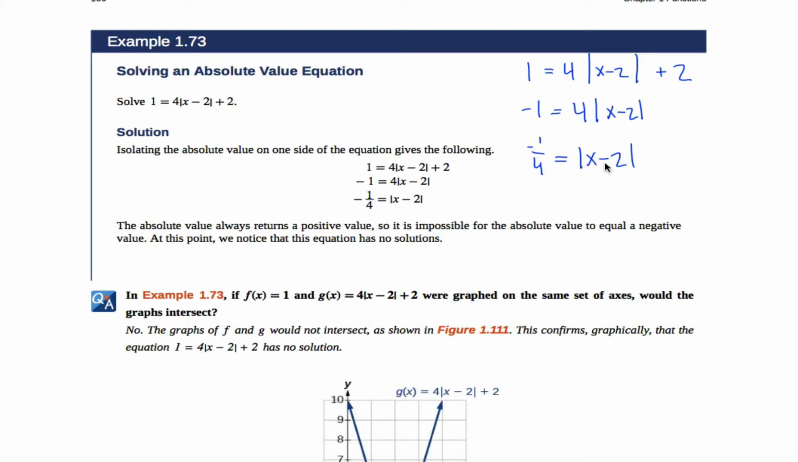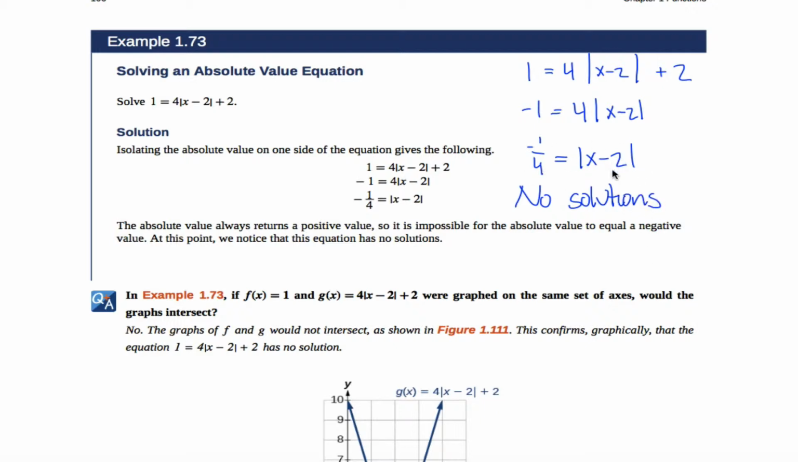I don't know, negative 1/4 maybe? No. Because if it's equal to negative 1/4, the absolute value of negative 1/4 is positive 1/4. Oh, so I guess it's positive 1/4. No, it's not that either, because if we have positive 1/4 inside the absolute value symbols, then that's equal to positive 1/4, not negative 1/4. In fact, there's no solutions here.